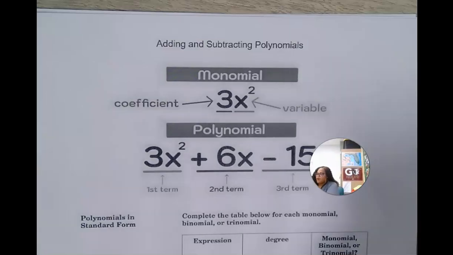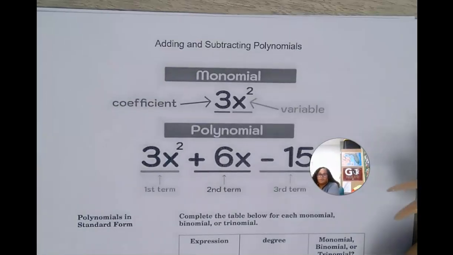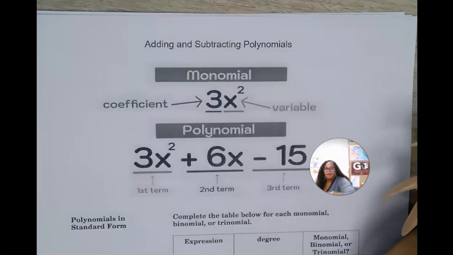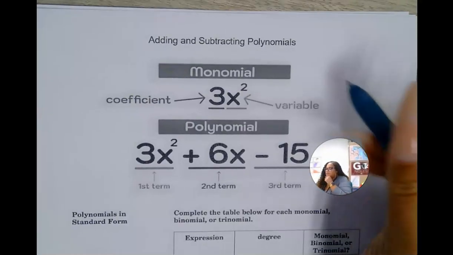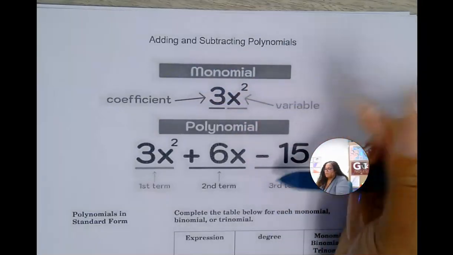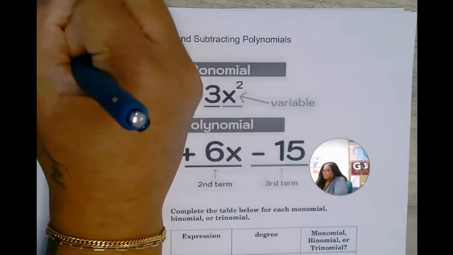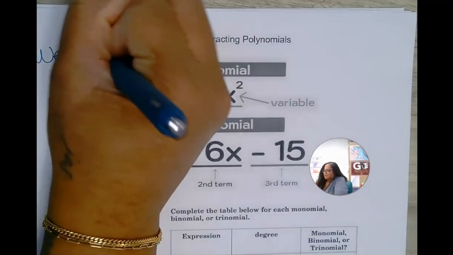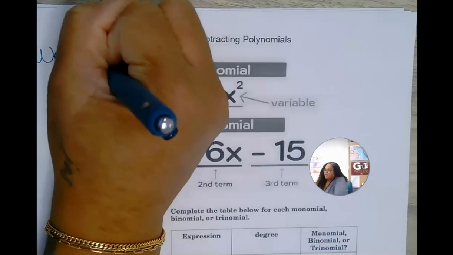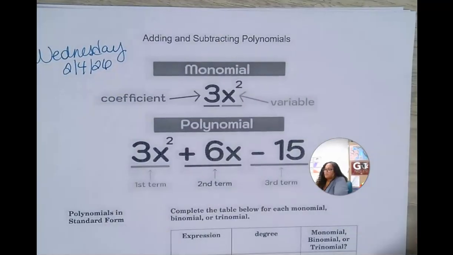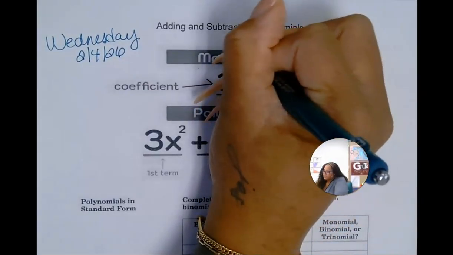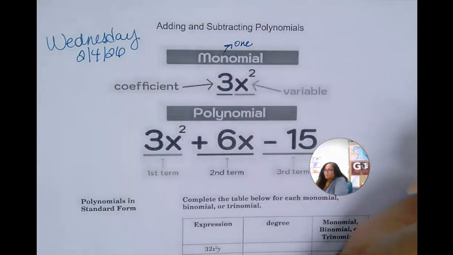Okay, hey guys, we are going over our new concept and topic for our new unit. This is involving polynomials. So we are adding and subtracting polynomials today, and this should be Wednesday, February 4th, 2026. Okay, so a monomial, mono means one, is just one term.